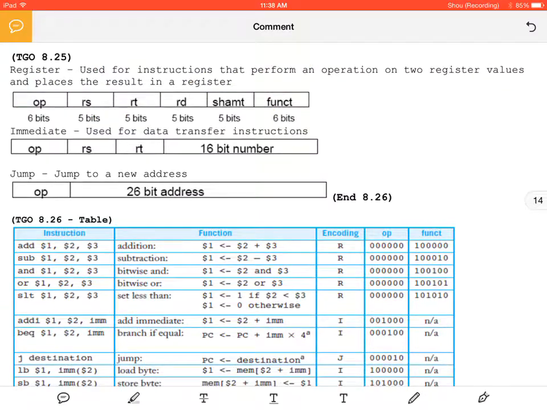Speaking of addi, an immediate value is used for data transfer instructions. So addi means I have one register and a constant, and the constant is a 16-bit number, and I take it from RS, add it in the ALU, and store it in RT. And then for the jump instruction, we use a 26-bit address. We shift left by 2 in 32-bit because we are multiplying by 4, because 8 times 4 is 32, right?